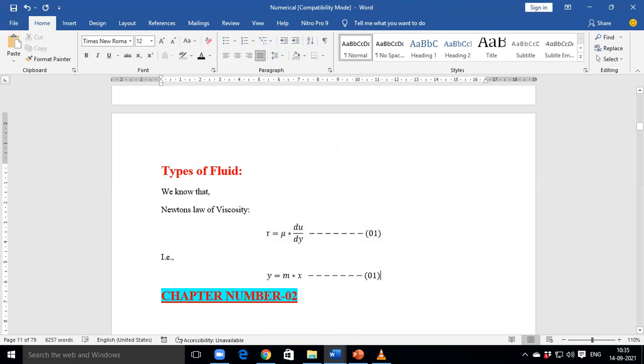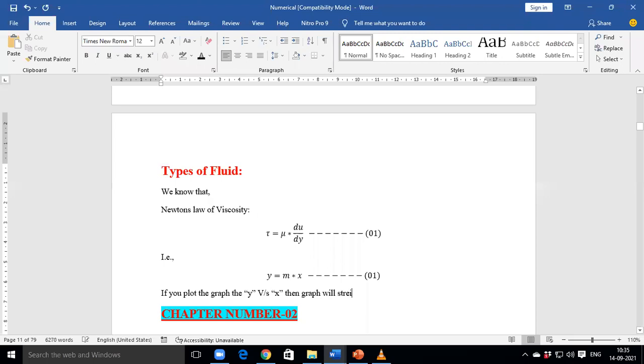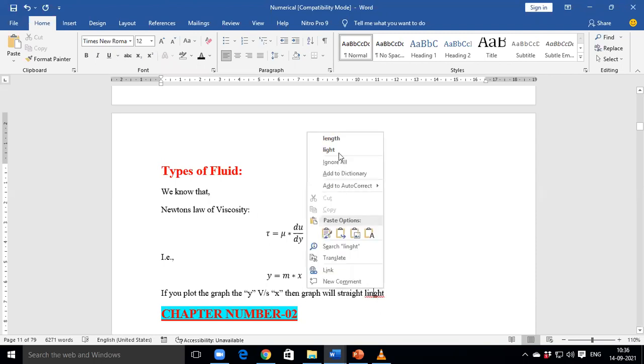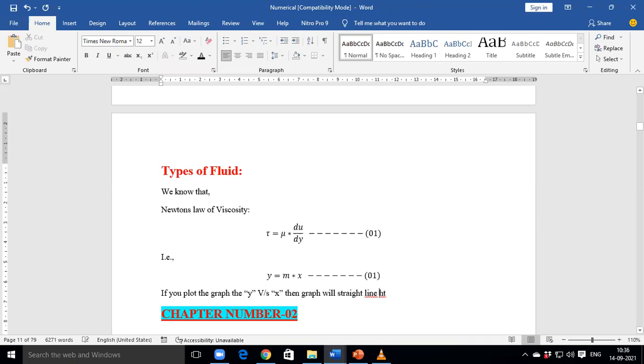Y is equal to m into x. If we plot the graph of y versus x, then the graph will be a straight line passing through the origin.